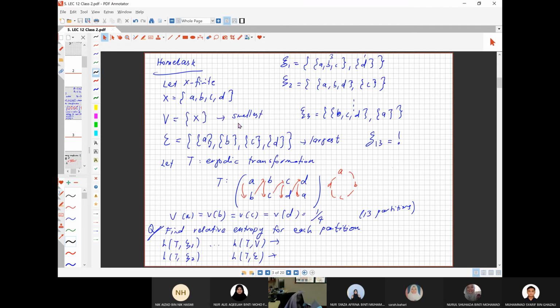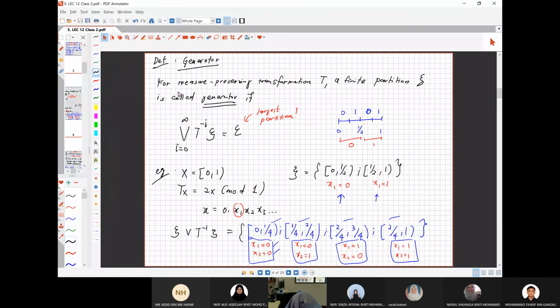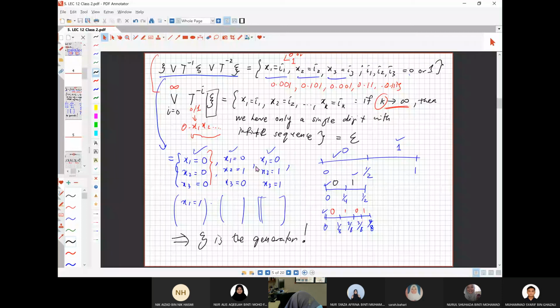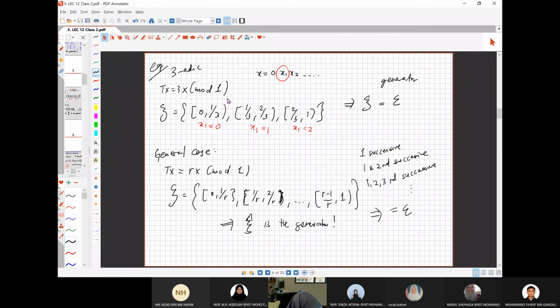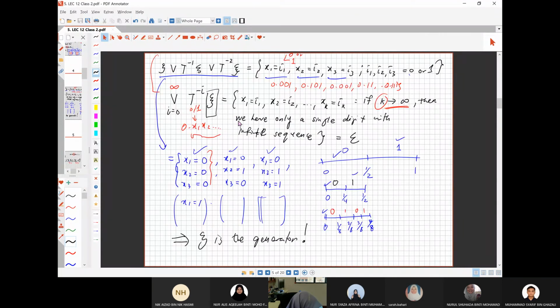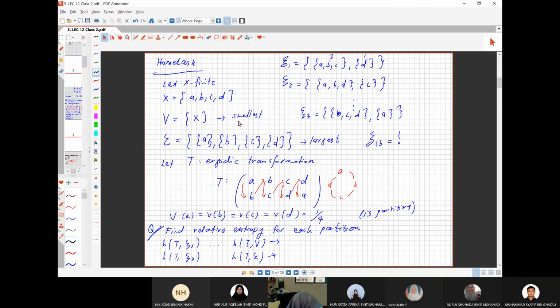A generator is when the union of the join of the pre-images of the partition, taken infinitely many times, is equal to the largest partition. If they are equal, that means we can say that our psi here is the generator. If psi is the generator, then we can use the Kolmogorov-Sinai theorem to find the entropy of the transformation. These are the examples that we considered: triadic, diadic, and also Bernoulli.